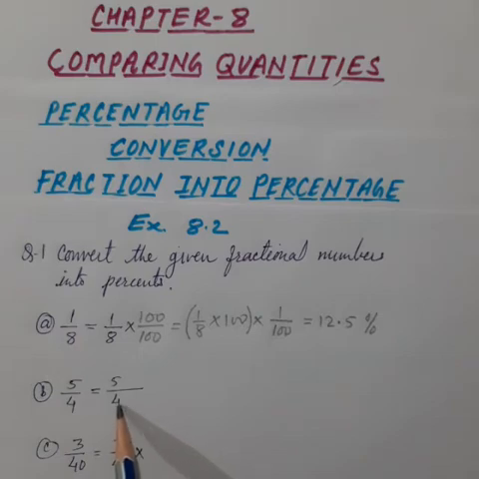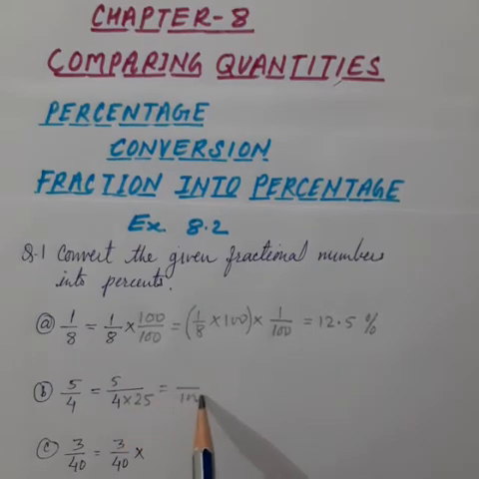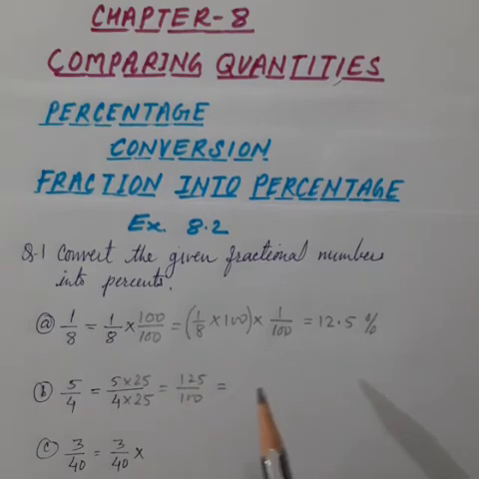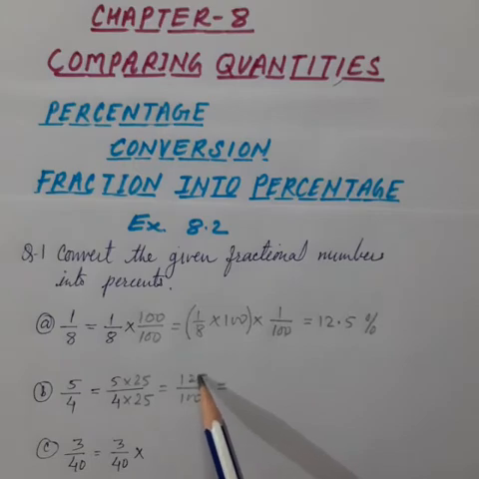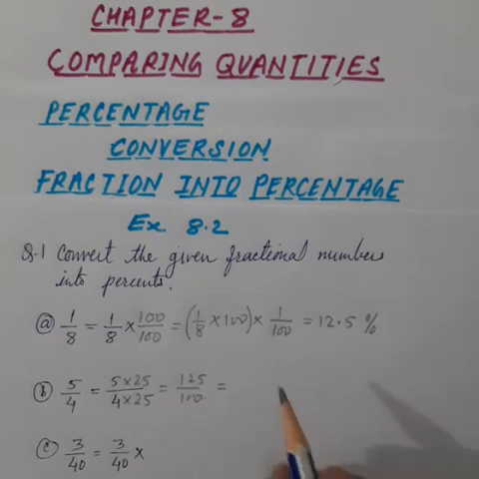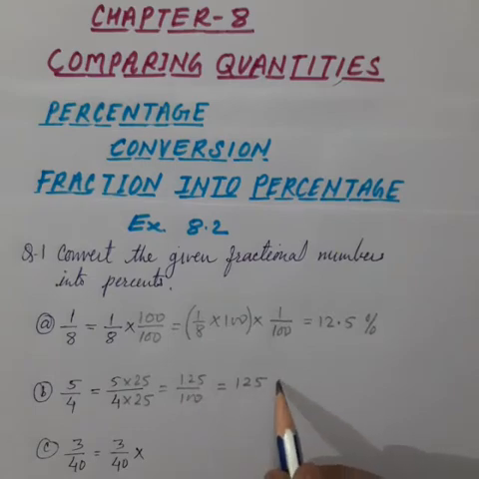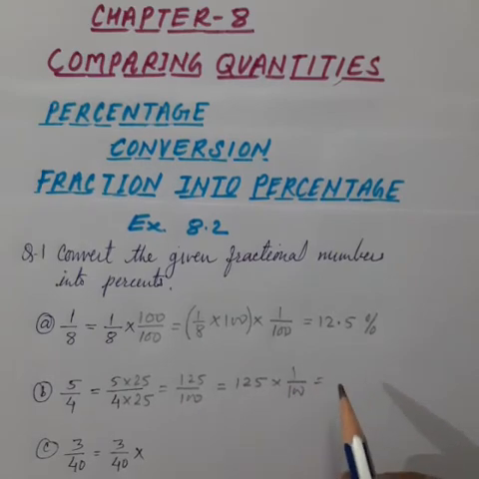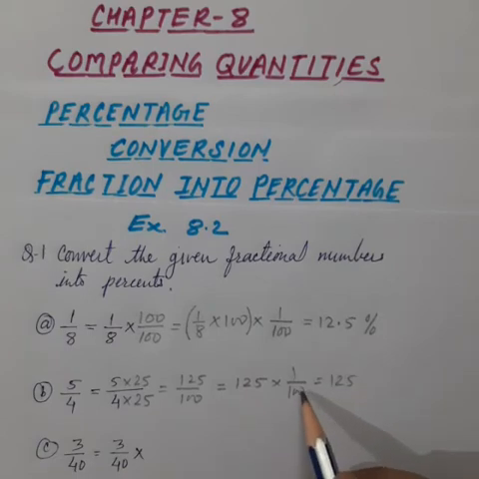B, 5 by 4. Now this denominator 4 is a factor of 100. So we can multiply this by 25 to get the denominator 100. So multiply numerator also by 25. 25 fives are 125. And we know that percentage is the numerator of the fraction whose denominator is 100. So for this 100 we can write percent sign. So we will write 125, and for this 100 we will write 1 by 100. So 125, and for this 1 by 100 write percent sign.